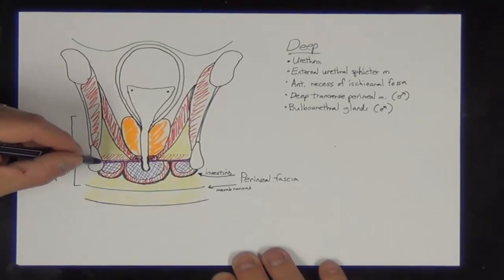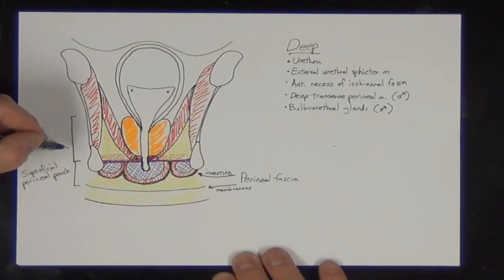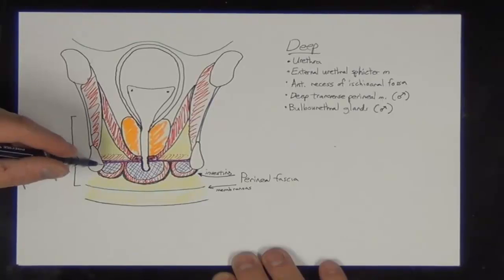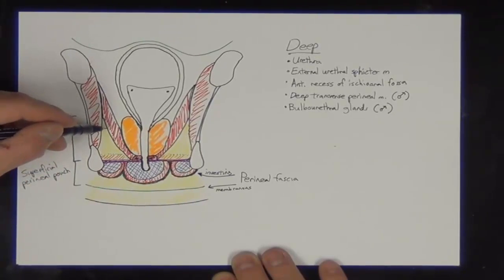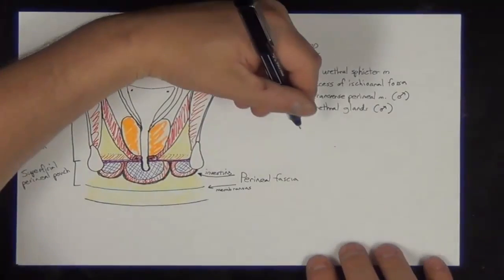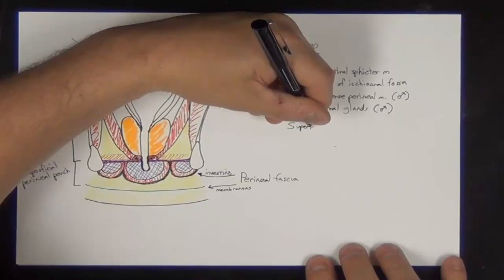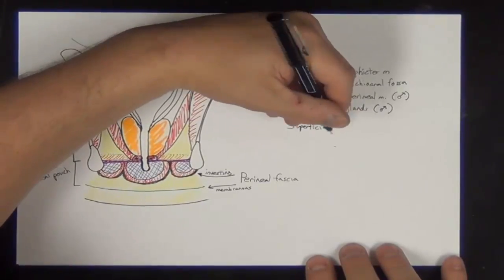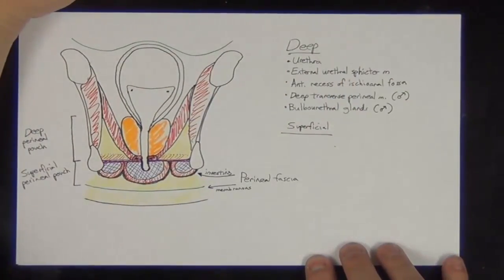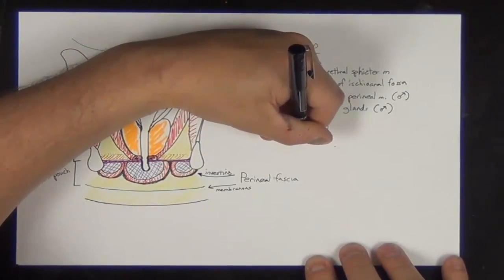Superficial perineal pouch is everything below the perineal membrane down to about that membranous fascia, and then deep perineal pouch is everything above the perineal membrane until we get to the levator ani, and then the true pelvic space above it. All right. Oh, and I should have gone in and done superficial pouches as well. So sorry about that.